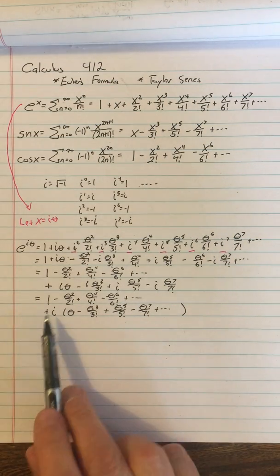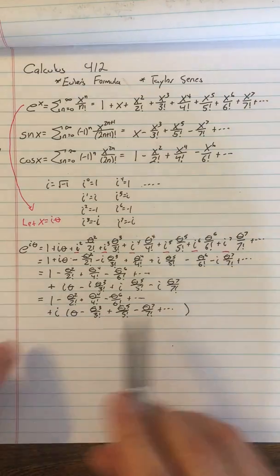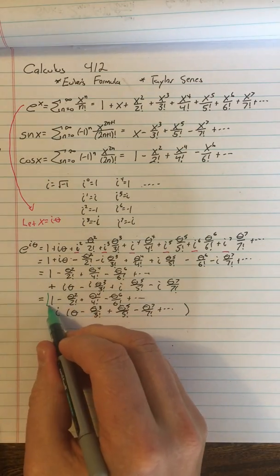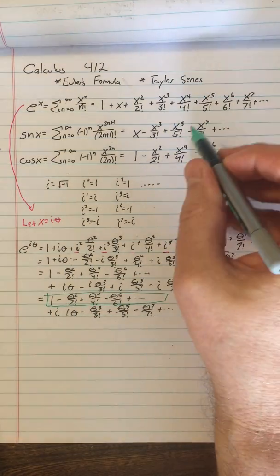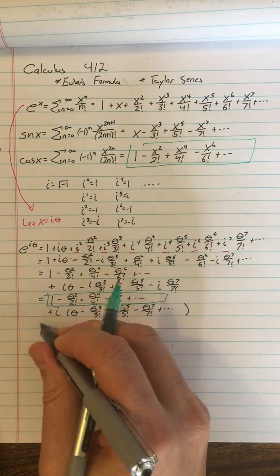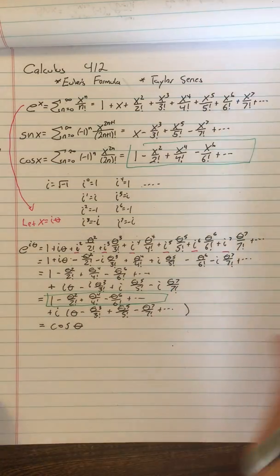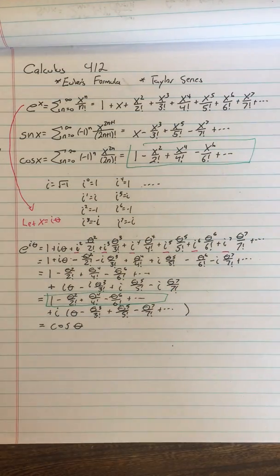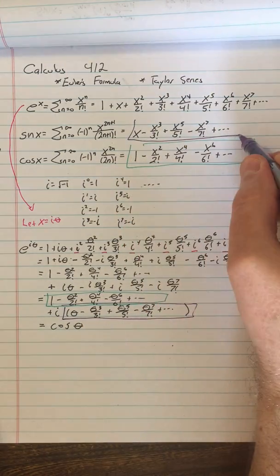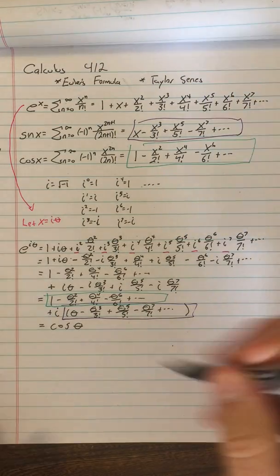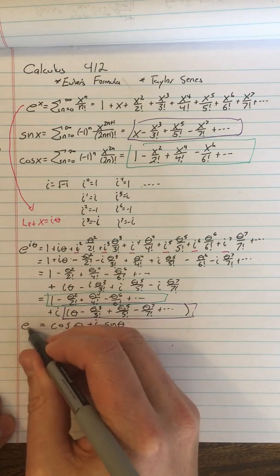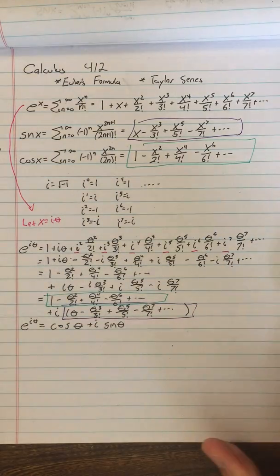All right, so now here's the cool part. See this part right here? That is just cosine of theta. And then see this part right here? That is the same as this guy right here, so this is i sine of theta. So the remarkable result you get is that e to the i theta equals cosine theta plus i sine theta.